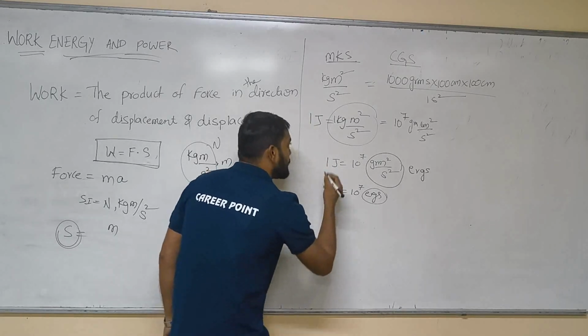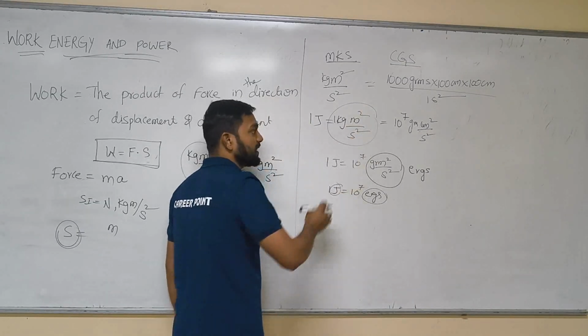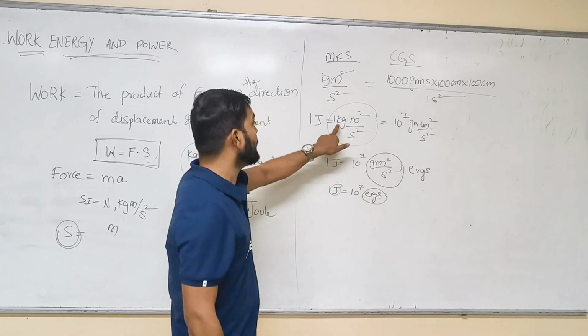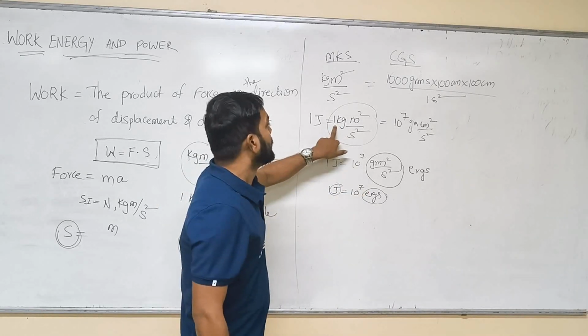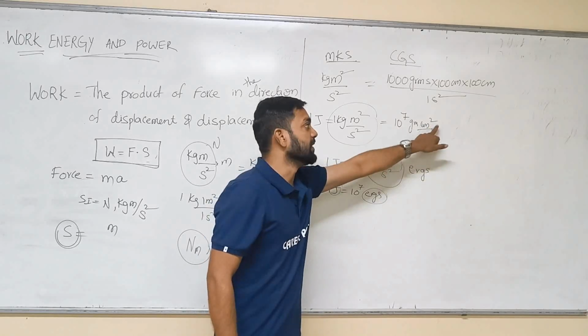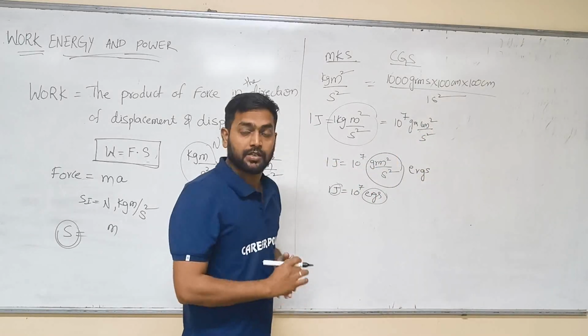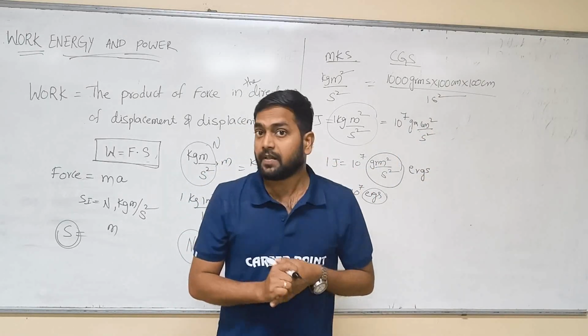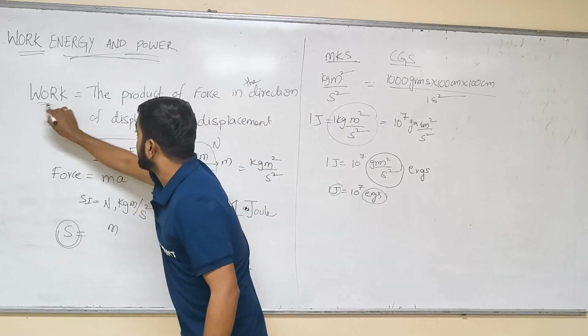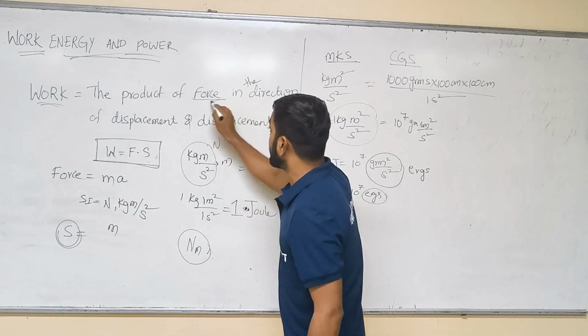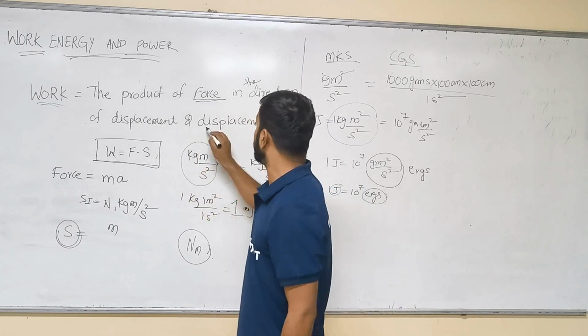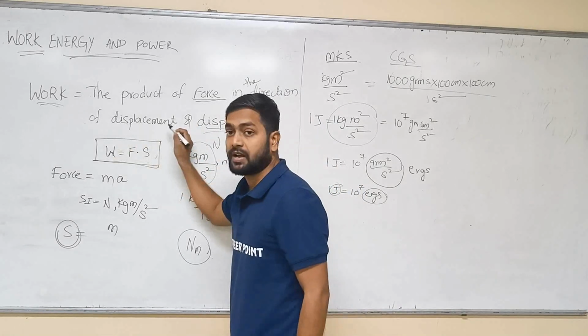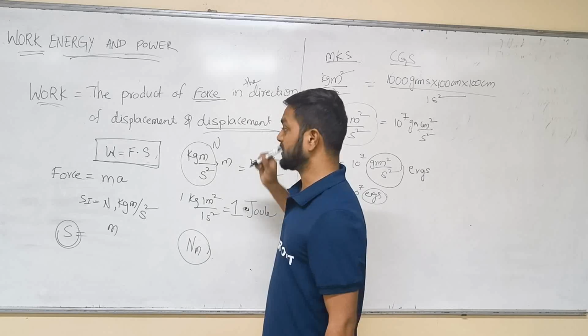And this joule can also be written in the form of kg meter square per second square. That will be equal to 10 to the power 7 gram centimeter square per second square. Okay, so we are having this work. This work is that here we are having force in the direction of the displacement and the displacement.